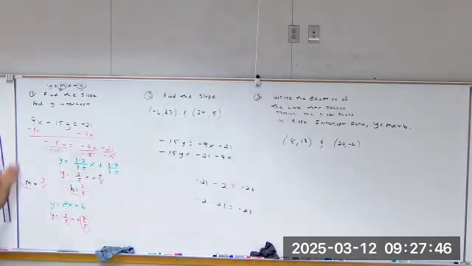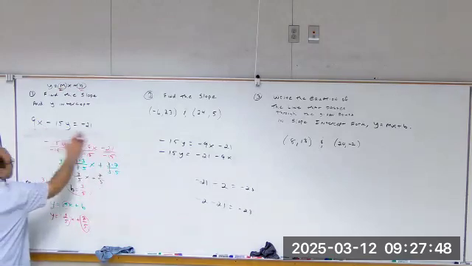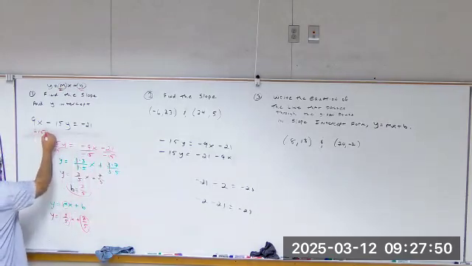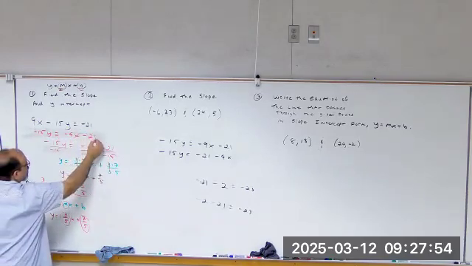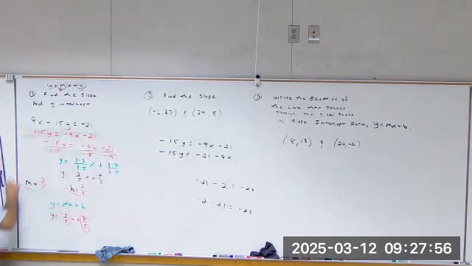Otherwise, if you go from here to just negative 15y equals negative 9x minus 21, if I did this, what happened? How did the 9x end up on the other side? Why is it negative now?